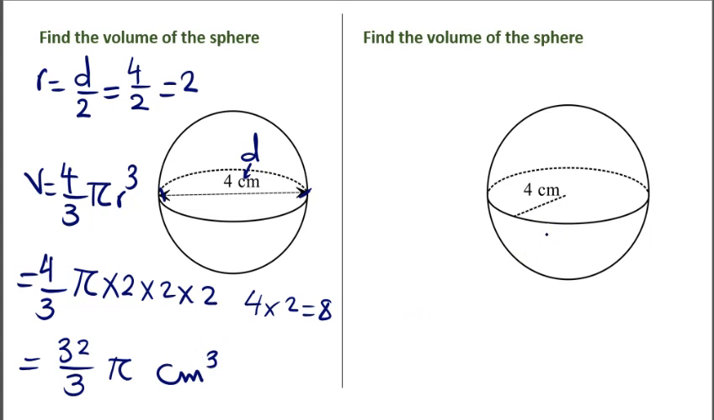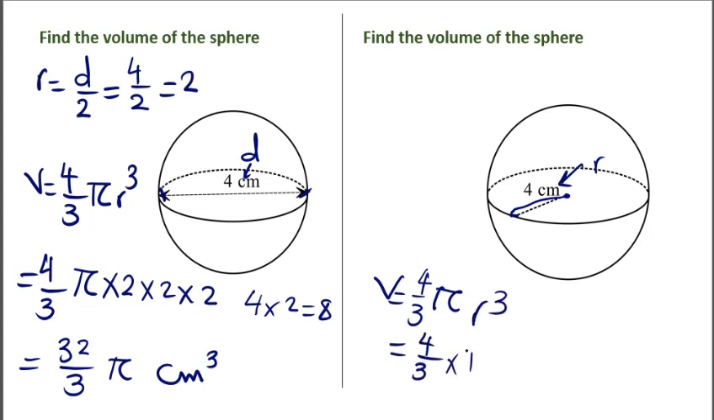Look at this question. Find the volume of the sphere. 4 here is a radius or a diameter? It's very simple. This is from the center to the edge of the circle, so this is a radius. So the volume will be 4 over 3 pi times r cube. It will be 4 over 3 times pi times 4 times 4 times 4. Don't cancel 4 with 4. 4 times 4 equals 16, not 1.